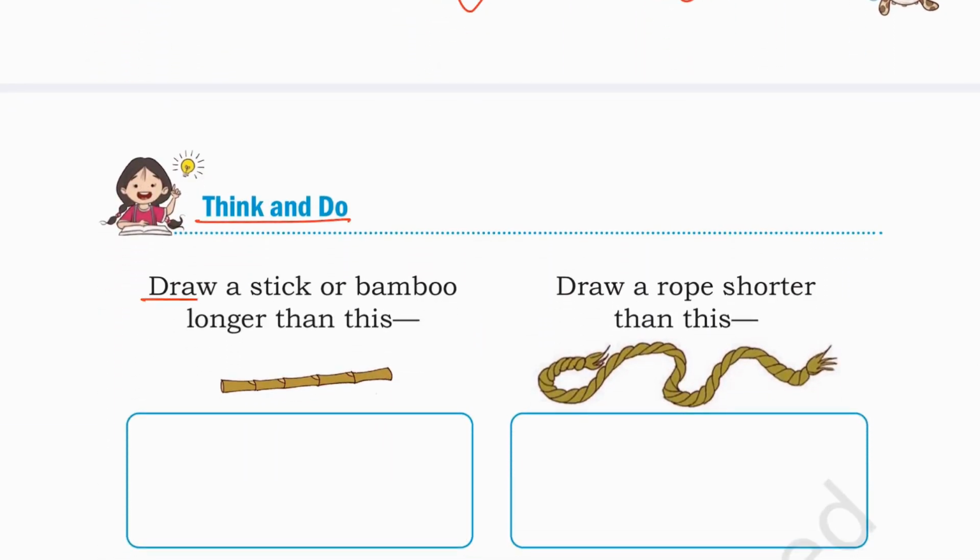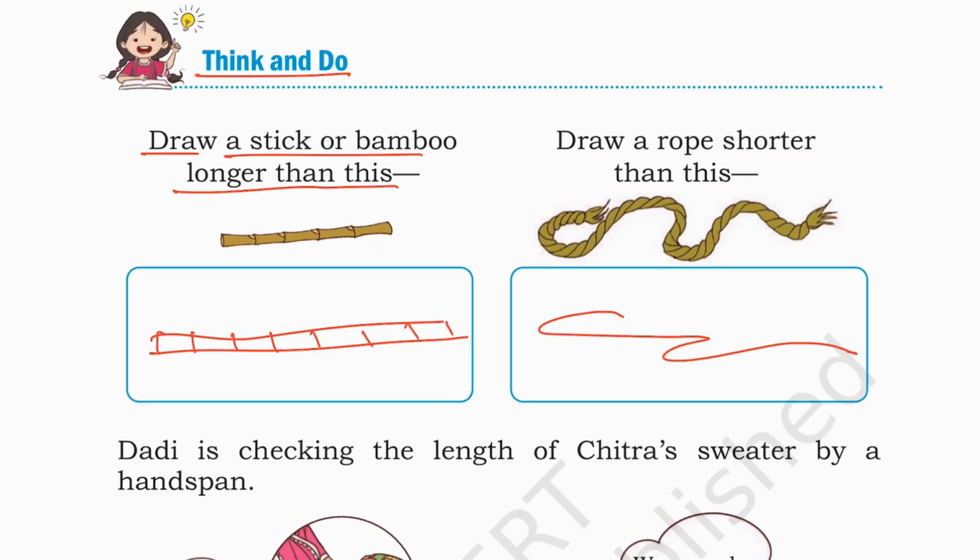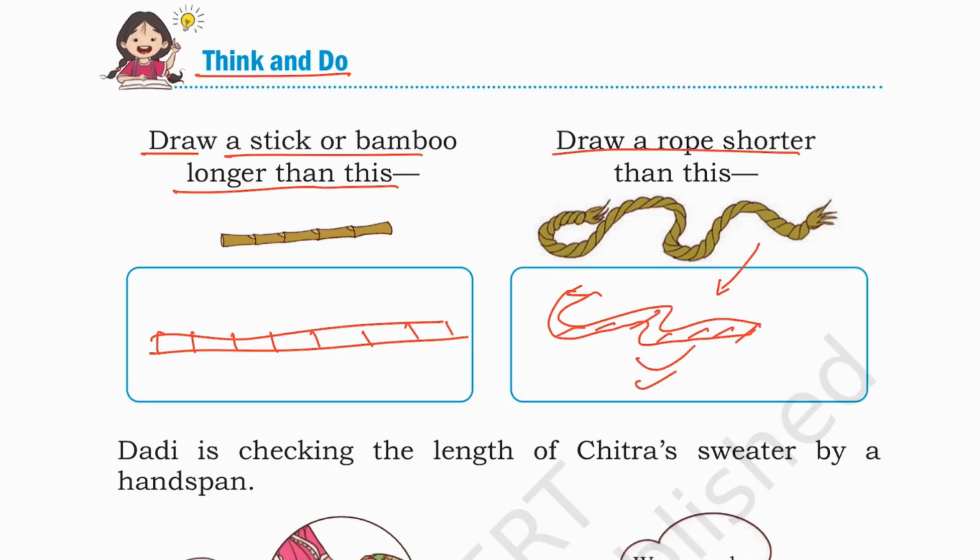Think and do. Draw a stick or bamboo longer than this. Okay, similarly a rope, draw a rope shorter than this. Then you have to draw a rope shorter than this rope. Okay, this rope is shorter than this rope.